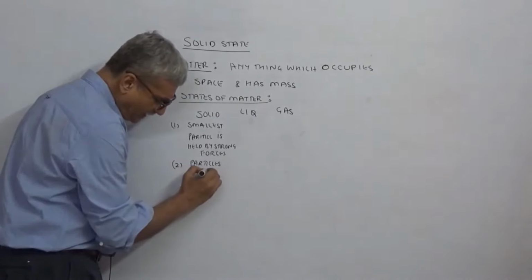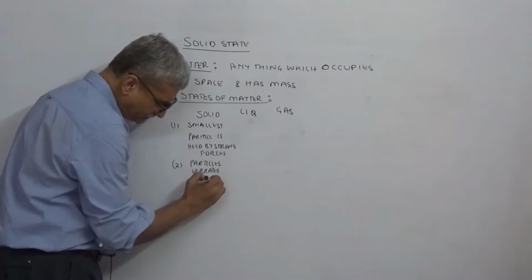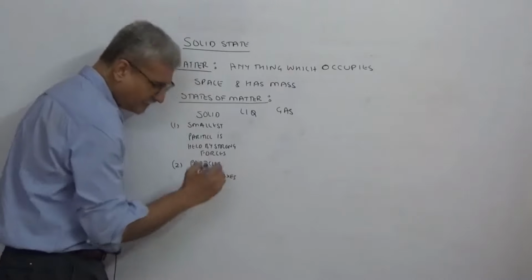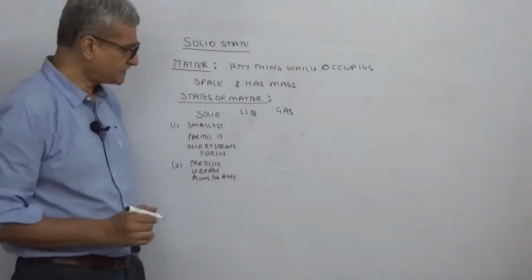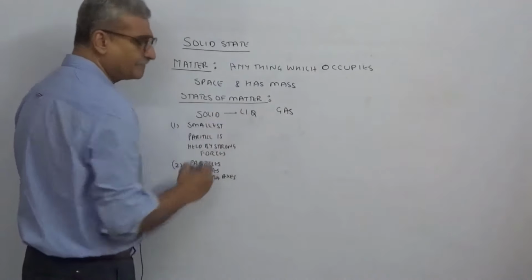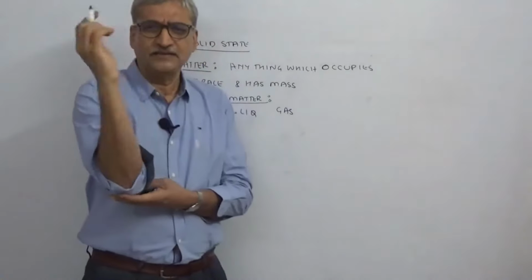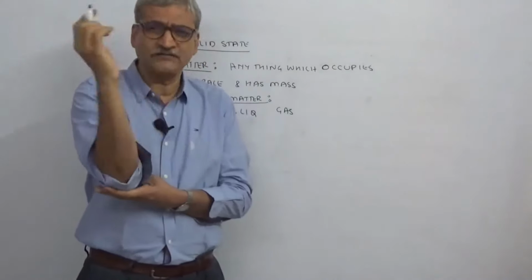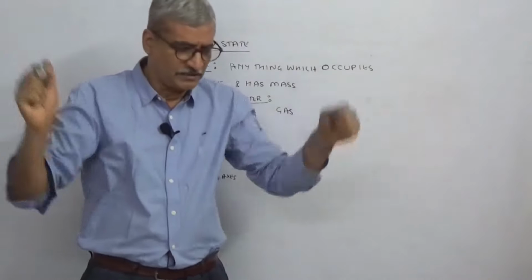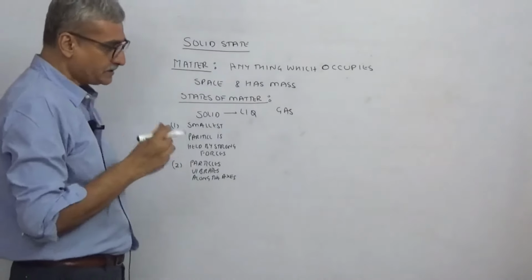Particles vibrate along the axis. What happens when you heat a solid? They start vibrating faster. And when they start vibrating faster, at one point of time the energy possessed is so much that it is able to overcome the intermolecular force, and a change of state takes place.